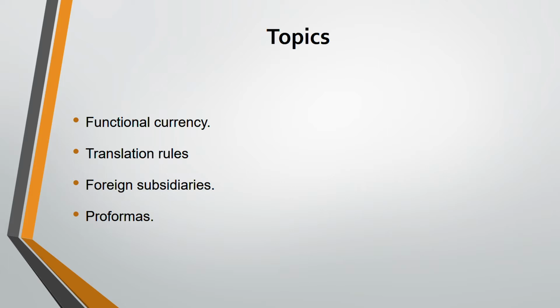Coming to the translation rules. These translation rules are not for foreign subsidiaries, but for when you have overseas transactions, not necessarily foreign subsidiaries. The third area we are going to cover is foreign subsidiaries and the proformas. There are some set proformas under IAS 21 which you should know. So let's start with the functional currency.